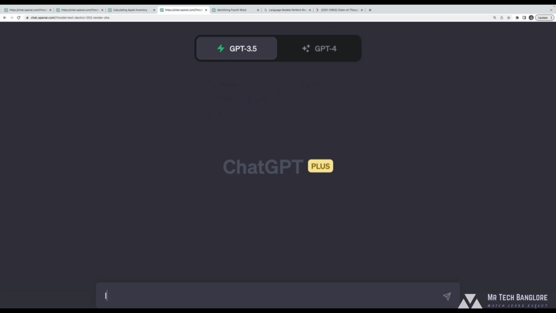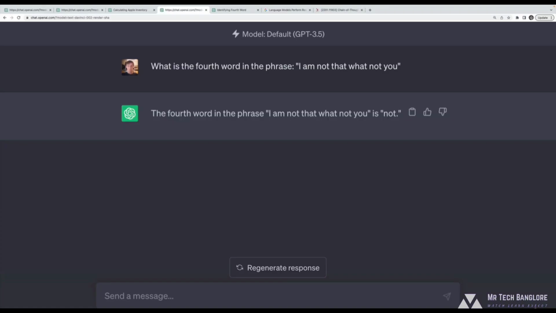So I'm going to ask a simple question. What is the 4th word in the phrase, or I'm not even going to give it a real phrase. I'm just going to put some words in here. I am not that, what, not you. And the 4th word should be 1, 2, 3, 4, that. And it didn't get it right. The 4th word in the phrase, I am not that, what, not you, is not. It's telling me the answer is not, which is not correct, right? That's the 3rd word in the phrase.